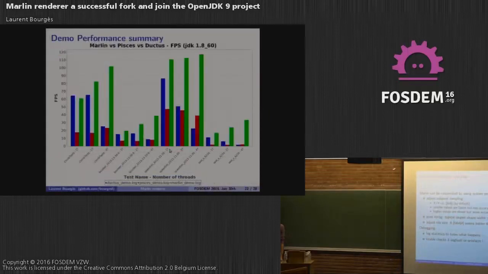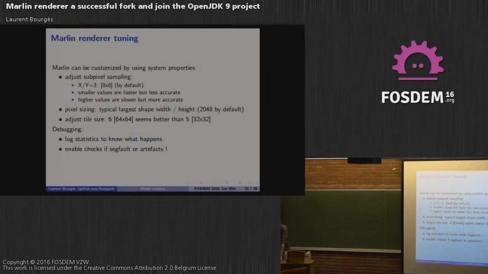Now there are several tuning parameters. Typically, you can adjust the number of subpixels. So if you want to go faster, you can reduce the quality, or you can increase it. You can also adjust the tile size a bit. It could be interesting for different pipelines on the XRender or things like that. And also you can handle log statistics. Here is a summary of the few settings.